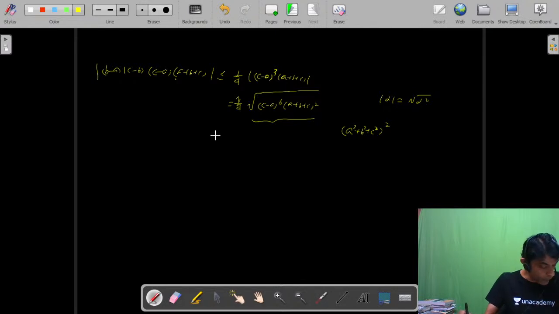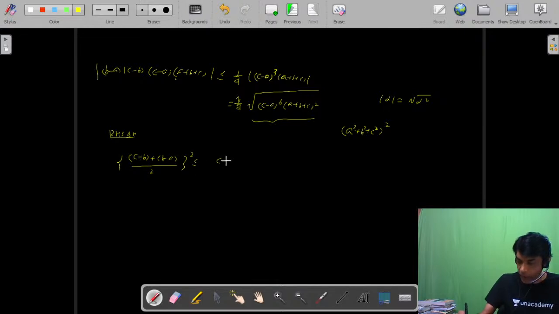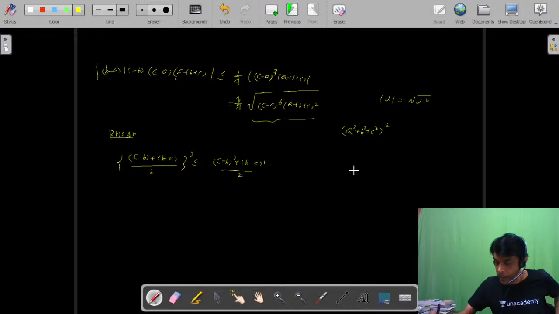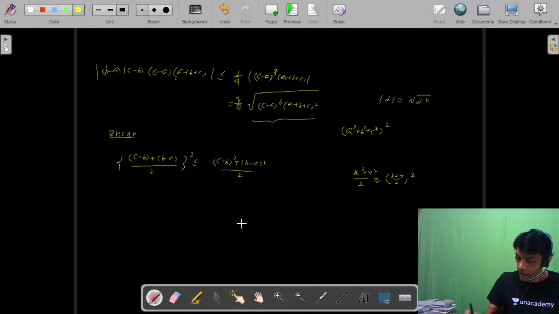Now, there is one more thing that I can do here. I will use something called RMS-AM. So I write c minus b plus b minus a over 2, whole squared. I hope you are following. Writing this in another form: x squared plus y squared over 2 is greater than or equal to x plus y over 2, whole squared. Things are all positive.